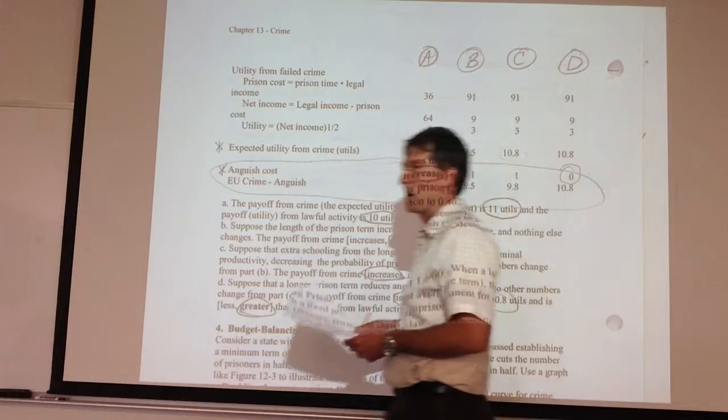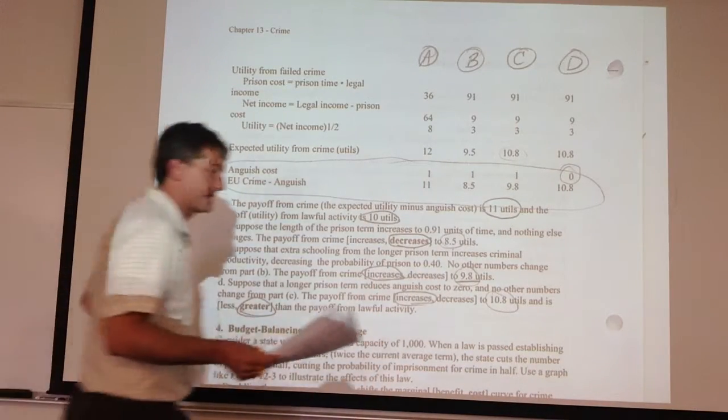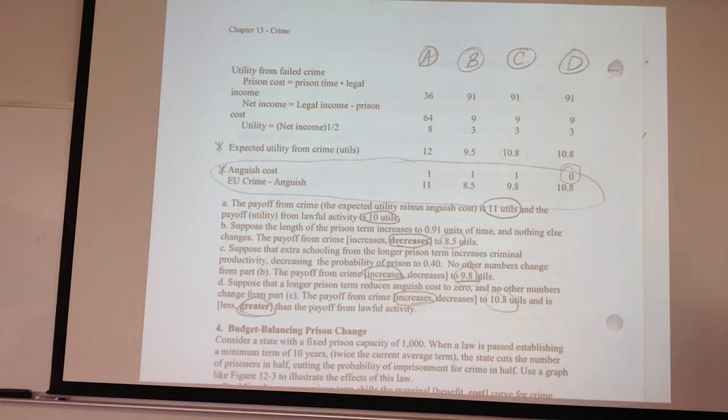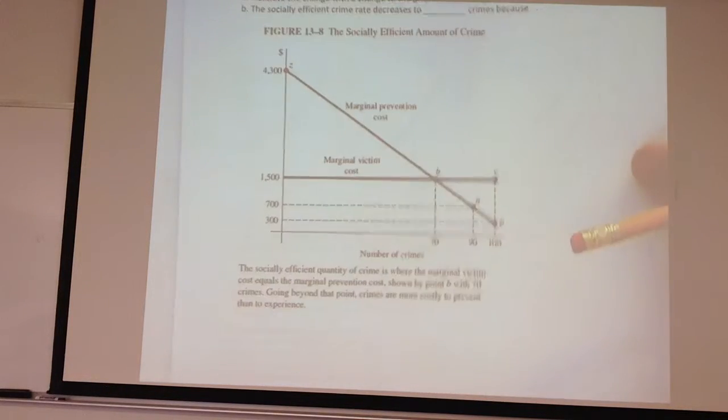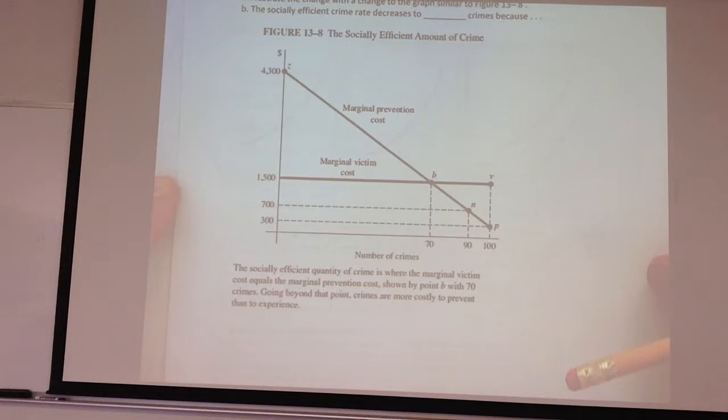Yeah, that was just extra. That wasn't a problem. That was the replication of the two things. Yes. Yeah, this is a shorter one. So let's look at it over here. Figure 13.8 is the starting point. Suppose the marginal victim cost increases to 1900 while the marginal prevention cost curve is unchanged.